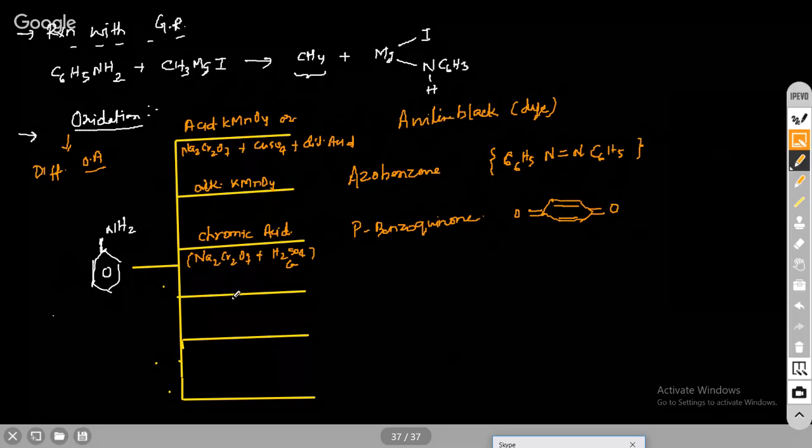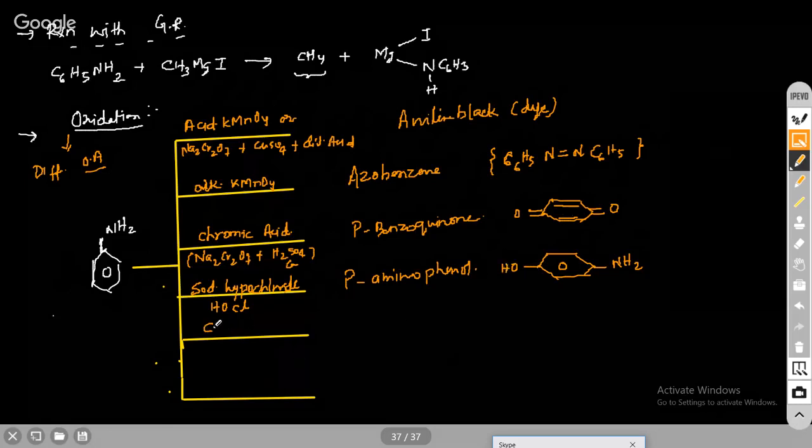Next we have sodium hypochlorite. This one is not important, just to write down here. Sodium hypochlorite or HOCl. Here we get para-aminophenol. And that structure we can draw easily. We have phenol, and at the para position we have an NH2 group.